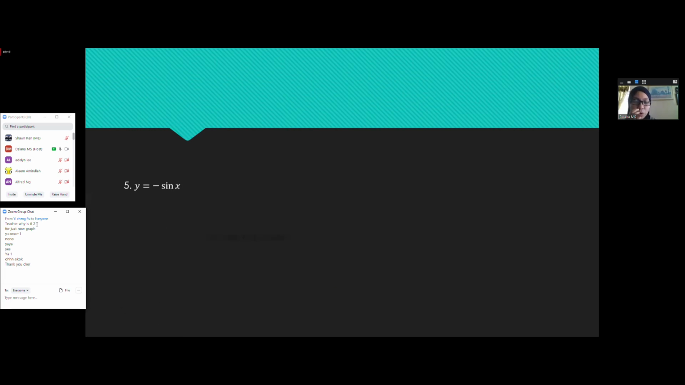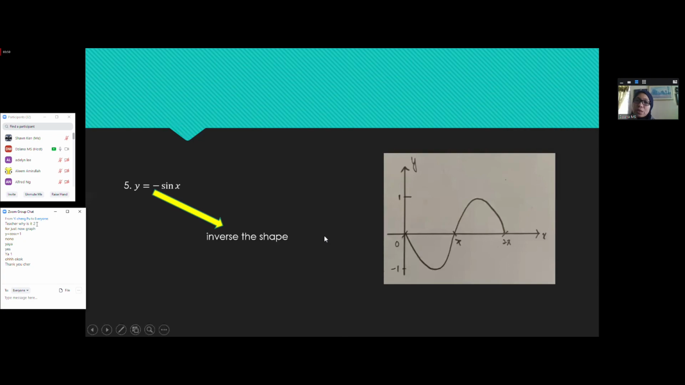Right. The last change. If you have y equals negative sine x, there is a negative in front here. This is not a minus, it's a negative, negative times the sine x. So if you have a negative in front of your function, you have to inverse the original shape. For the original sine, it goes from 0, up, then down. So I have to inverse the shape: go down first, go up, and go down again.